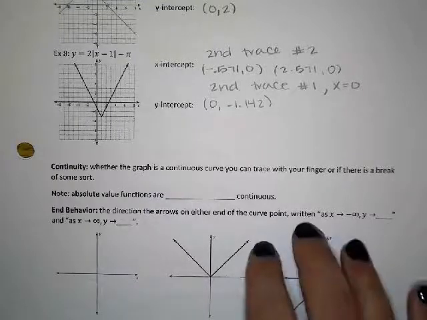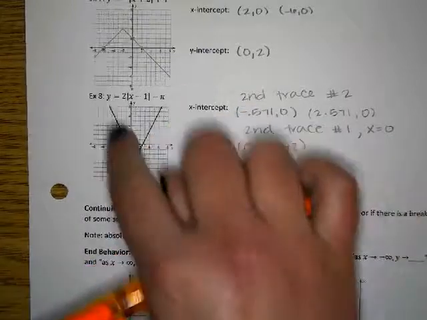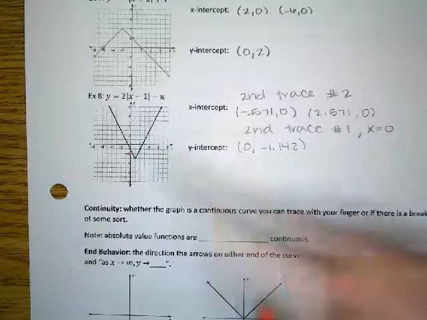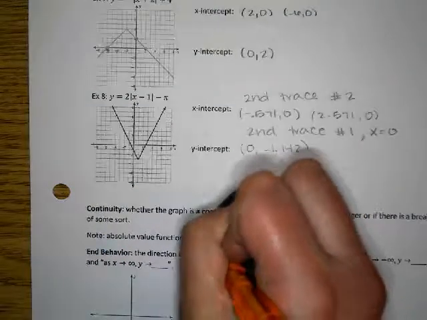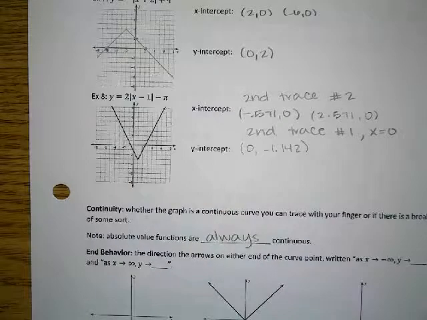So if you look at this, it's a V. You can trace the whole V with your finger. You don't have to pick up your finger to do it. It's very easy. So absolute value functions are always continuous. So the continuity for this particular unit is kind of boring.